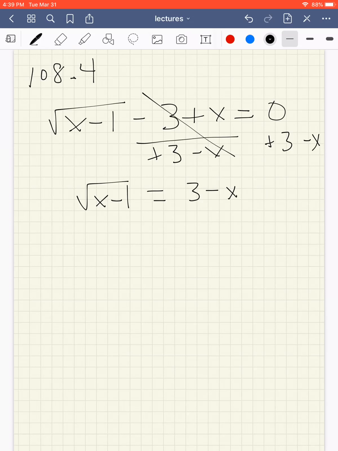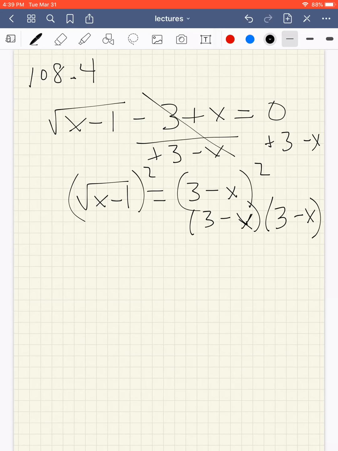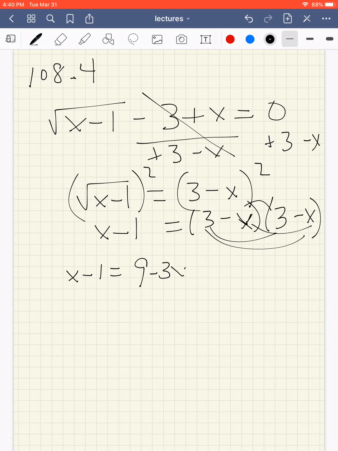Now what do we do? We square both sides of the equation. But you've got to remember, guys, this is a binomial. This is not under a radical. So this is 3 minus x times 3 minus x. It doesn't come out as 3 minus x. This one comes out as x minus 1 because it was under a radical. So when we multiply this using FOIL, we're going to get x minus 1 equals 9 minus 3x plus x squared.